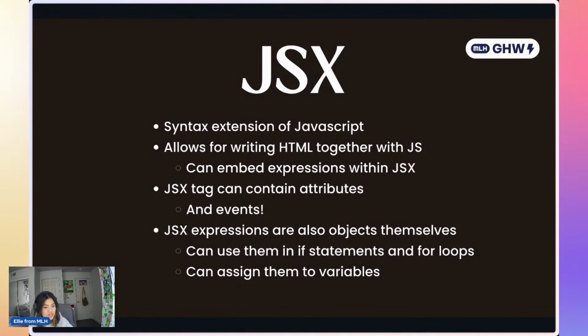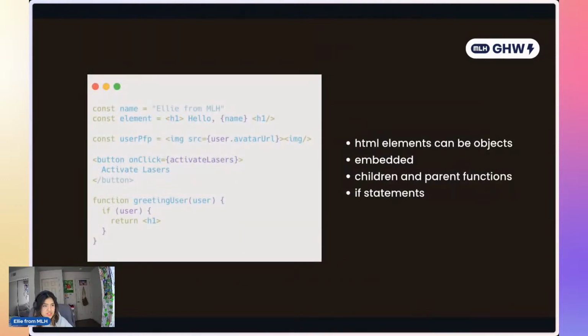So we're going to see how that works right now, in case you've never seen this before, or are just getting used to what this means. So we'll explain it a little bit. Yes, so HTML elements can be objects. You'll see here, const name is assigned to just a string, Ellie from MLH. And then element also has an H1, like an element that's an object pretty much. So you can use element that holds that H1 tag. So very cool stuff.